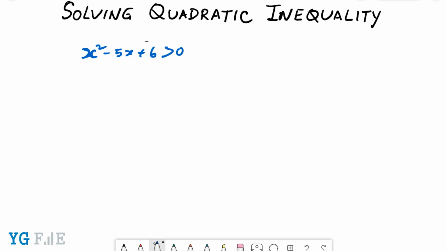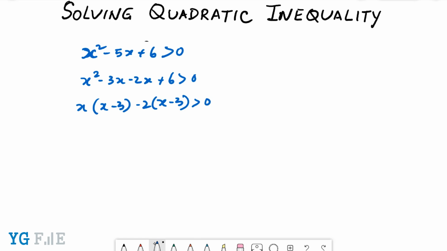The first step would be to evaluate this into its factors. So we will factorize this expression as minus 3 and minus 2. So we have x square minus 3x minus 2x plus 6 greater than 0. When we factor this, we get x minus 2 into x minus 3 greater than 0. So this can be written as two factors, x minus 2 and x minus 3, greater than 0.